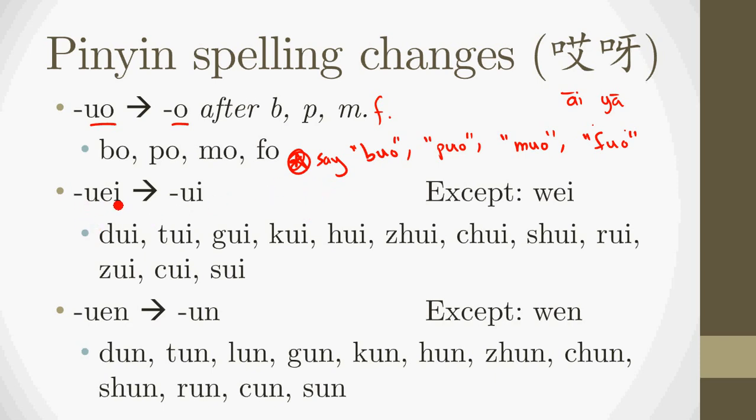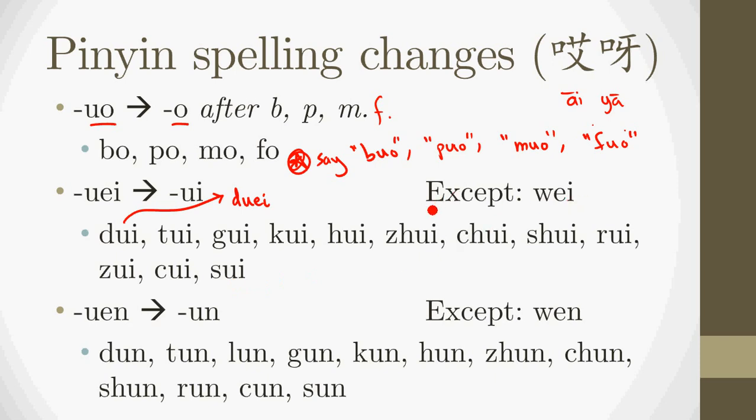Next one is UEI changes to UI. Okay, so really, like for instance, if we take due, what we really are saying is due, but in all cases, we change it to UI just for simplicity. I think it's a pain because it makes it written different than what you actually say, but it's apparently a little more concise, and that's why that's used as a spelling change. Okay, but the way these are pronounced is dui, tui, gui, kui, hui, jui, chui, shui, rui, zui, cui, sui.